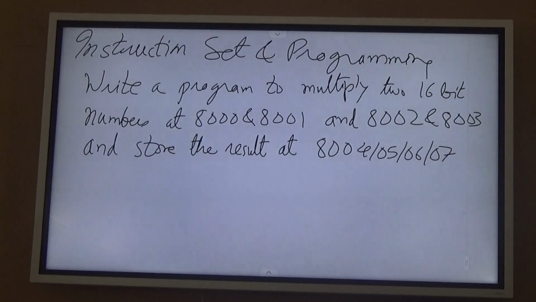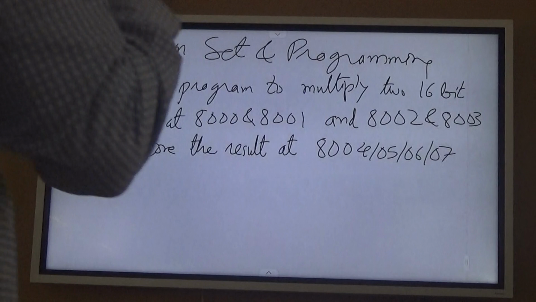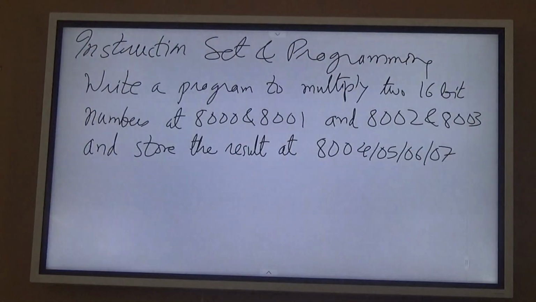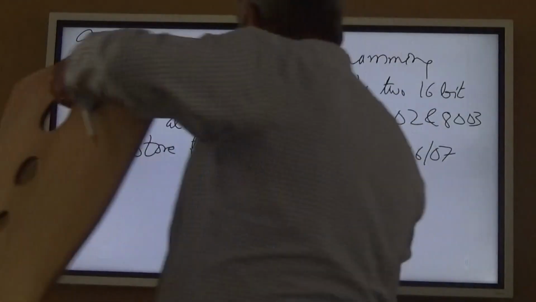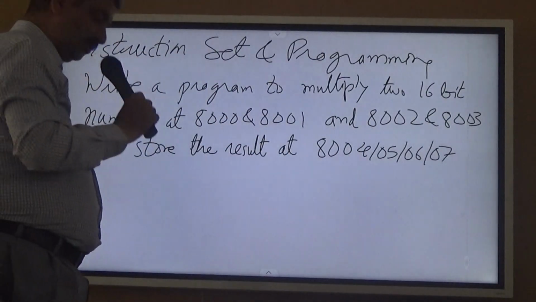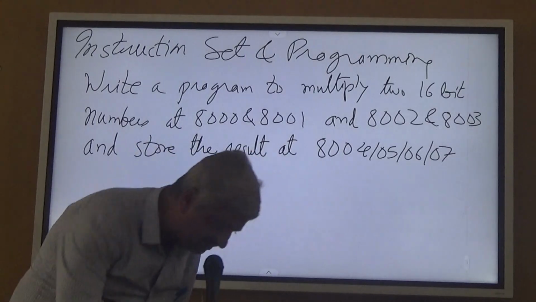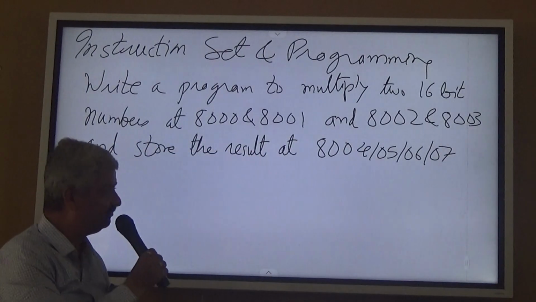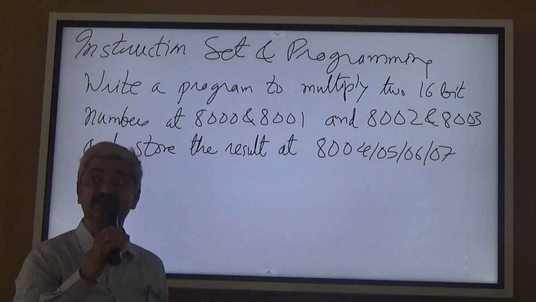So now we continue the discussion further, wherein I would like to explain a few new concepts. Now, how is the program done? It's very simple. Multiplying two 16-bit numbers. We already know multiplying two 8-bit numbers, right? So how will you multiply two 16-bit numbers? Number one, the result is 32-bit.